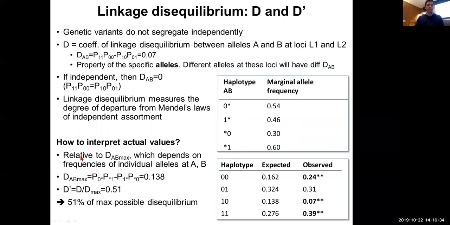Everybody with me? Great. So we can basically talk about these values, and this is basically the deviation from Mendel's independent assortment law. And we interpret these values by saying, what is the maximum deviation that I could possibly have? Because the allele frequencies themselves will basically tell you how much you would expect by chance. And that's why we have this value called D prime, which is basically that deviation that I observe versus the maximum potential deviation that I could have observed from these allele frequencies. So this D prime is very easily interpretable. It is what percent of the maximum possible disequilibrium that I have. Everybody with me?